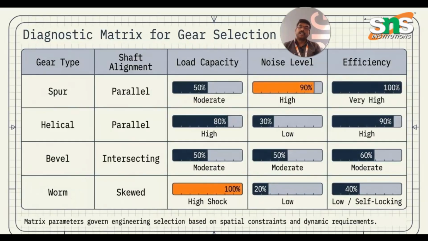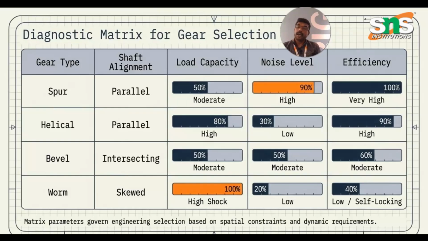So being a design engineer, you need to select the particular set of gears for your systems. And this is going to be the diagnostic matrix for the gear selection for a particular application. If your application requires a particular set of gears, you have to search for the particular set using this matrix, and you have to take the gear set, and it has to be attached to the application, right? So these are the matrix parameters that govern the engineering selection based on the spatial constraints and the dynamic requirements.